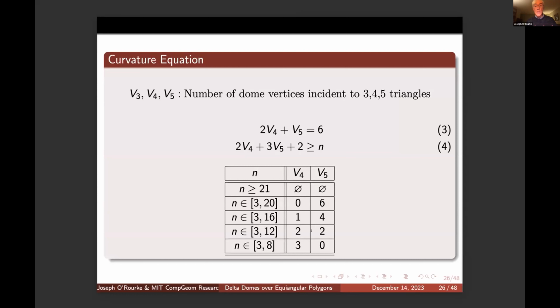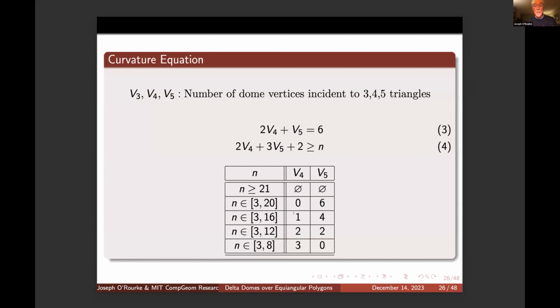And this is a table of the solutions. So let me explain what this is. Remember, V4, forget about V3 because we set it to 0. V4 and V5 are the numbers of vertices incident to 4 and 5 triangles. If you try to solve these equations for n equal to 21 or larger, you get no solutions. So that just eliminates those possibilities. For smaller values of n, you do get solutions, and I'll show you a couple of them.